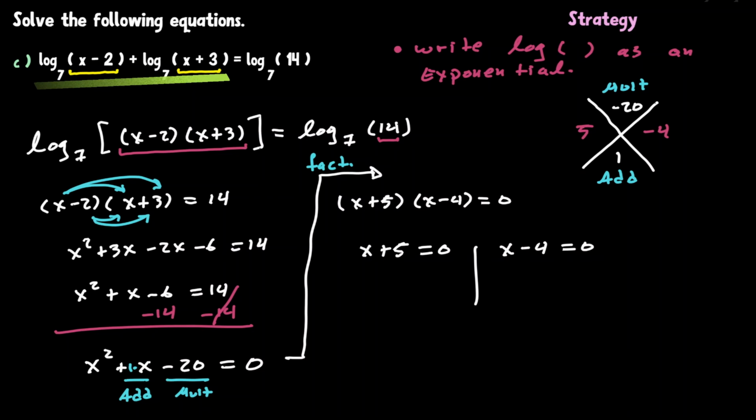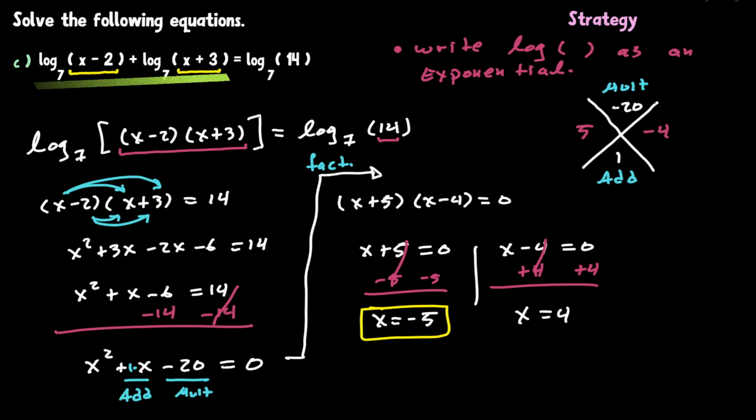On the equation on the left, let's take away 5 to both sides. And now we got one solution, x is equivalent to negative 5. And on the right-hand side, let's add 4. Then we have that x is equivalent to positive 4. Now let's check for extraneous solution.